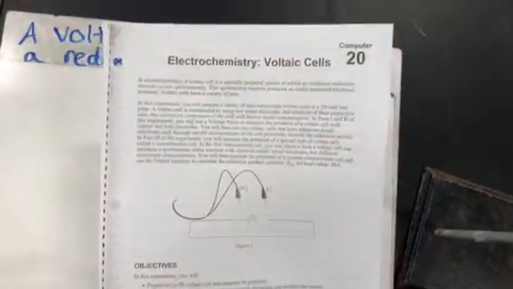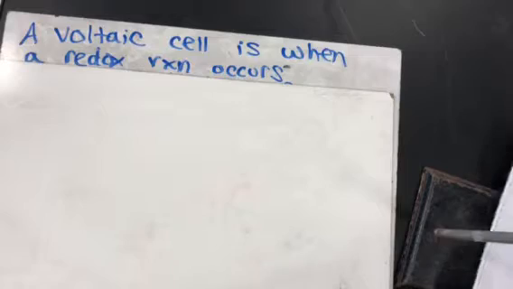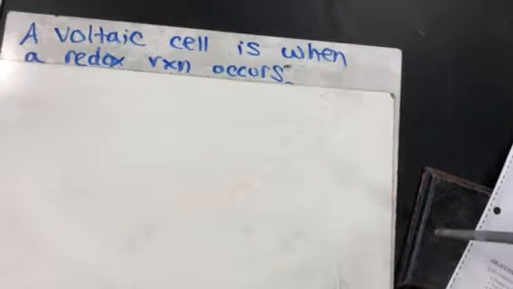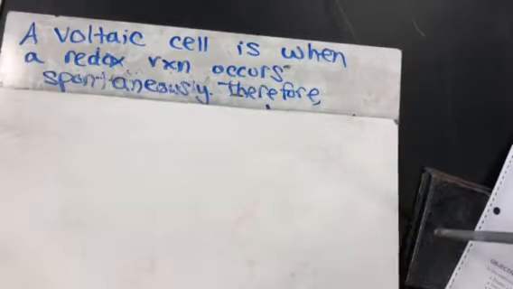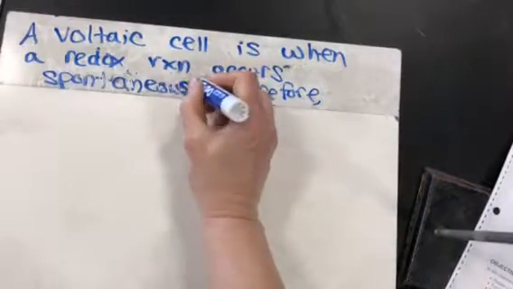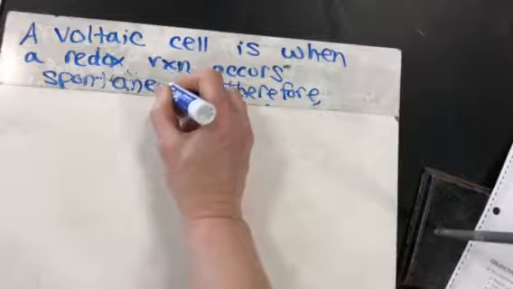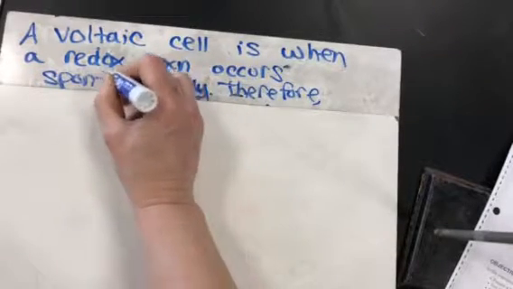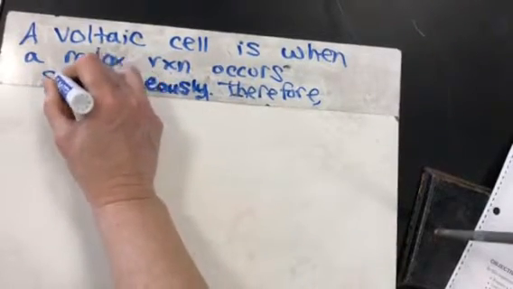So we had the introduction. First of all, a voltaic cell is when a redox reaction occurs spontaneously. Yes, I know that's not the best writing here. It is when it's spontaneous. Spontaneously. So that is the number one thing that we really need to make sure of.